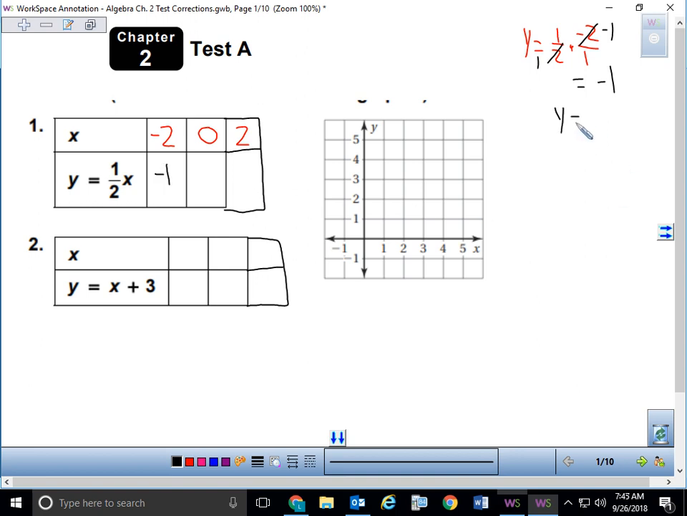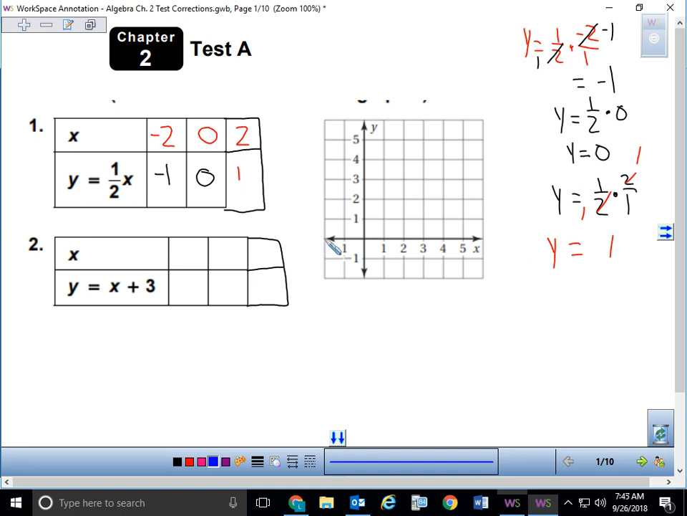When I plug in my x value of 0, I have 1/2 times 0. Anything times 0 is 0. The last one, y equals 1/2 times 2/1. Again, you can either multiply tops, multiply bottoms, or cross simplify. Again, I can cancel 2's. Cross simplifying is my favorite, so I'm going to go with that. Now I have a y value of 1. And then we're just going to plot and draw a line.